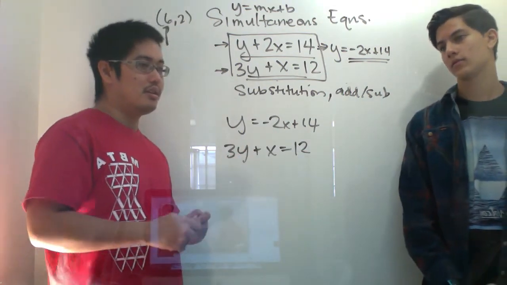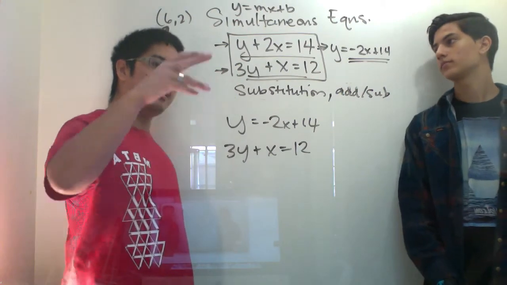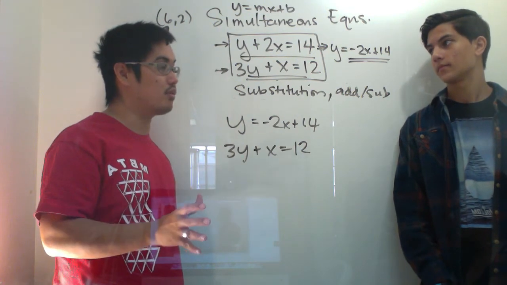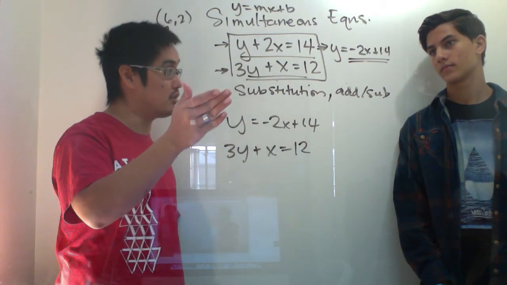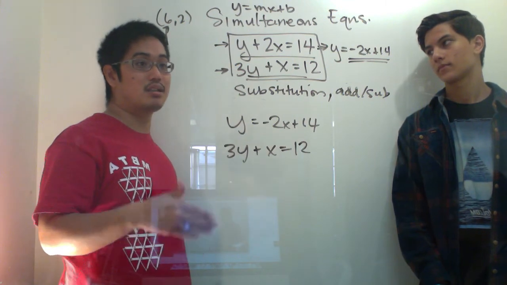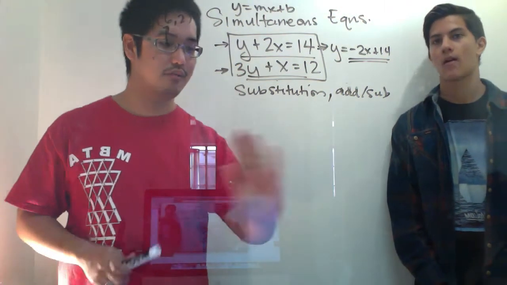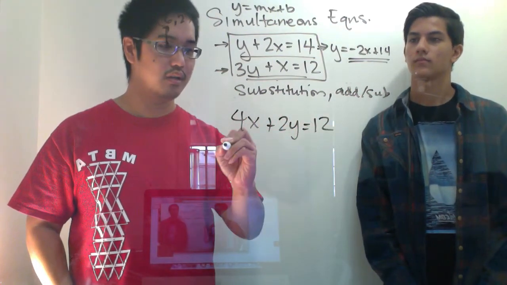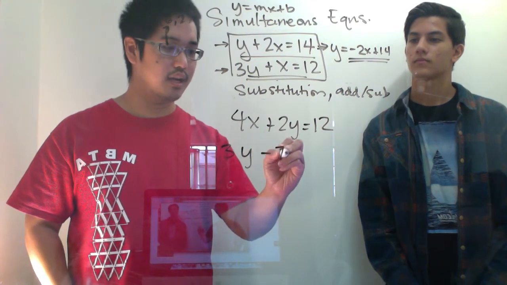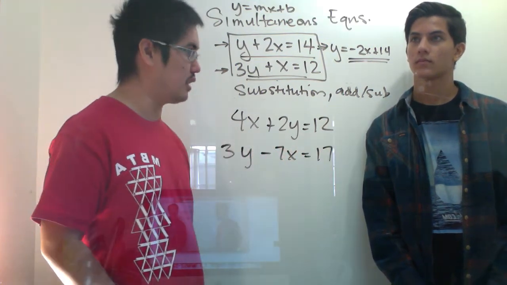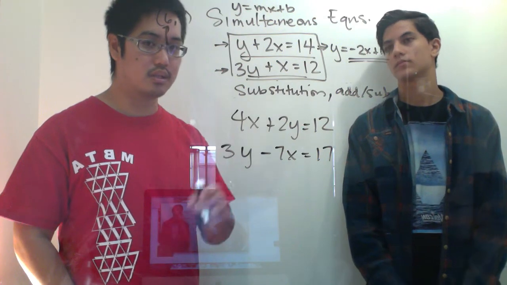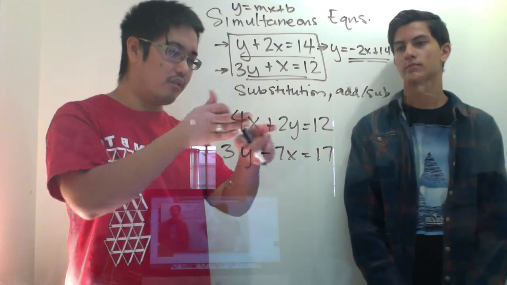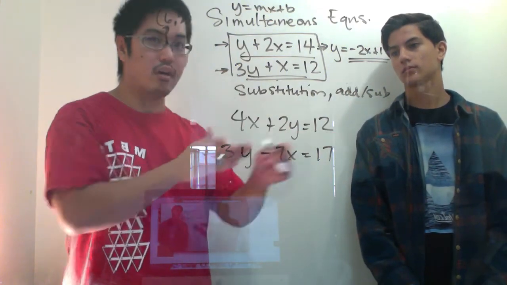So if a problem has one of the equations where it's easy to solve for the x all by itself, or the y all by itself, I would use the substitution method. If a problem has something confusing, like, I don't know, 4x plus 2y equals 12, and 3y minus 7x equals 17, or something like that, in this case, I would use the addition subtraction method, because it's not easy to solve for specifically x all by itself, or y all by itself.